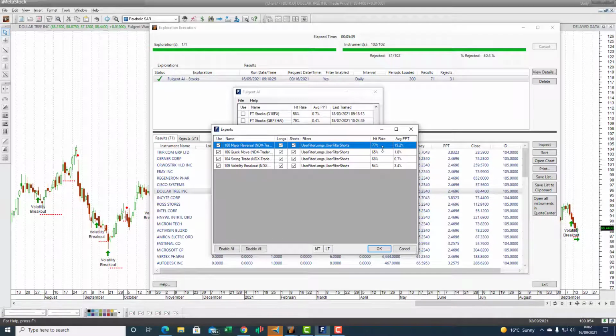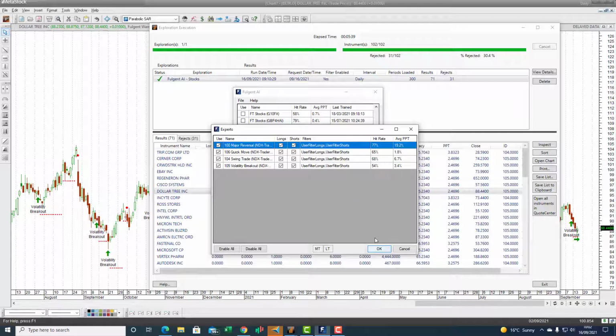Major market reversal is a 77% accurate probability of success with a 19% average profit per trade over the testing period. Quick move is a swing trade strategy, 65% accurate, 1.8% average profit per trade over the testing period. Now, the testing period involves thousands and thousands of trades, so that just gives you an idea. That's the entire average of the trades over the testing period. Swing trade, 68% accuracy with a 6.7% average profit per trade, and the volatility breakout, 54% accurate on average with a 3.4% average profit per trade.